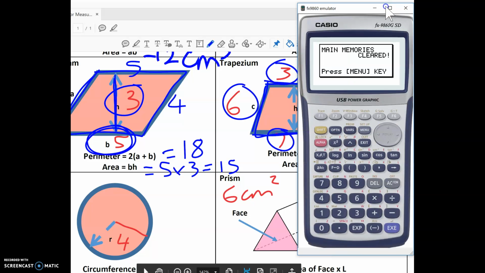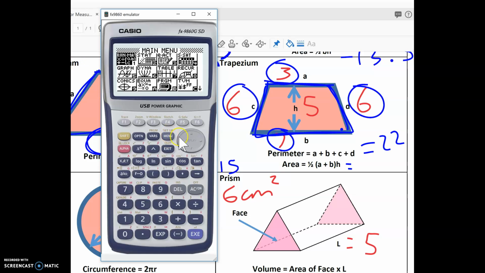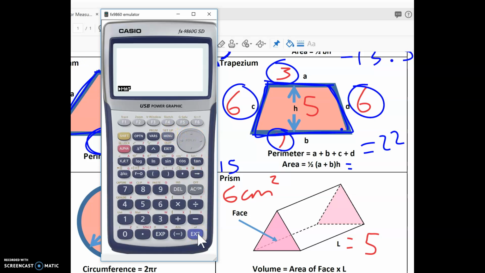So I just want to show you how to use your calculator, just out of interest. Now there's different ways of doing the half. Some people quite like to use the fraction button, so they might go 1/2, like so. I actually prefer to just divide the whole thing by 2. So I would go A is 3 and B is, that was a 7, times by the height, which was 5, and dividing the whole thing by 2.